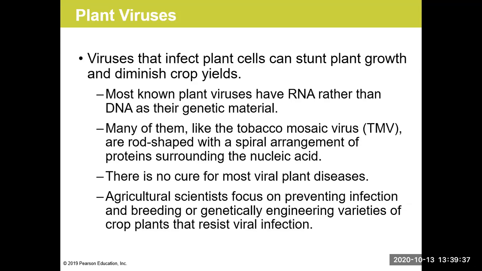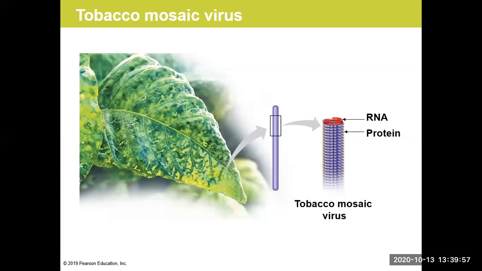These diseases have no cure, so instead scientists and agriculture specialists focus on prevention, because prevention is better than cure. So preventing infection and genetically modifying crop plants to be resistant to the viral infection is the only solution for now. This figure illustrates the spiral arrangement of the proteins around the RNA in the tobacco mosaic virus.